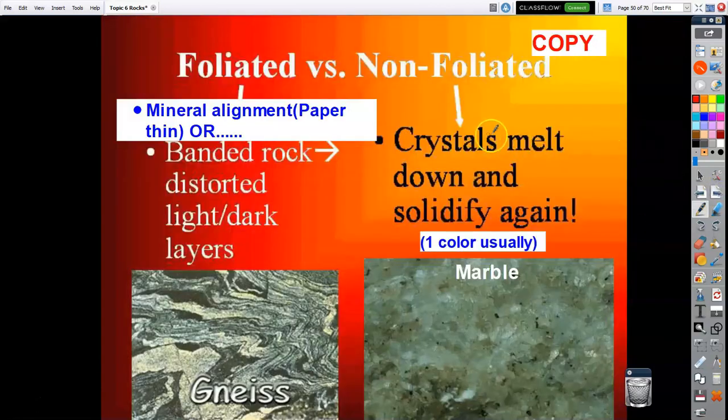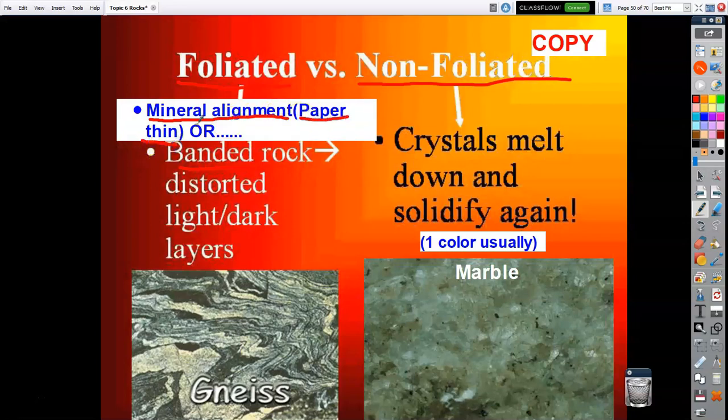So again, you got your 2 groups of rocks. You got what are called foliated rocks, and then you've got your non-foliated rocks. Your foliated rocks, again, if you go back to that chart, will either be mineral alignment or banding. The way students will ask me, I know in past years, they say, how can you see a rock that has mineral alignment? I call it paper thin.